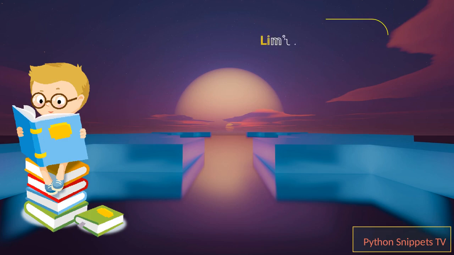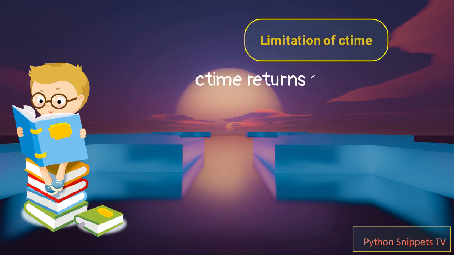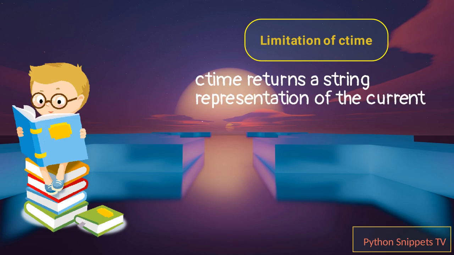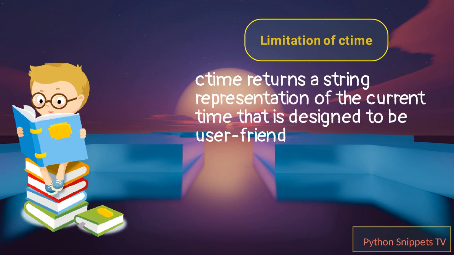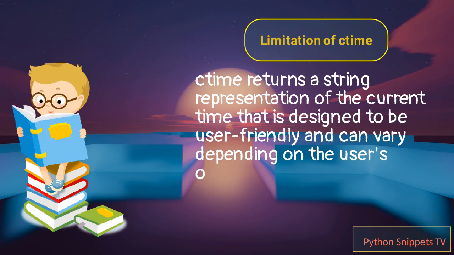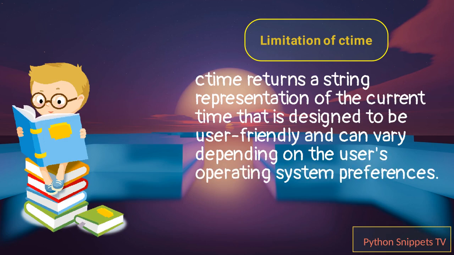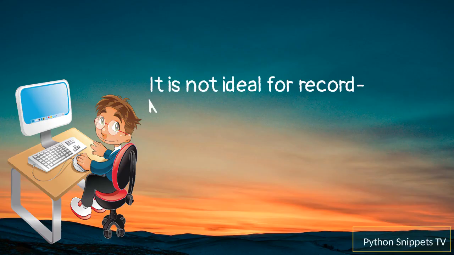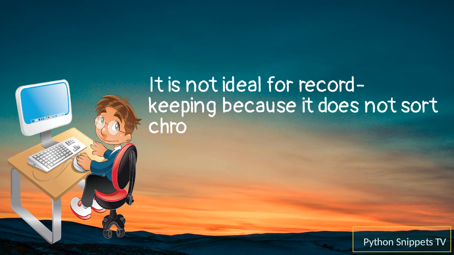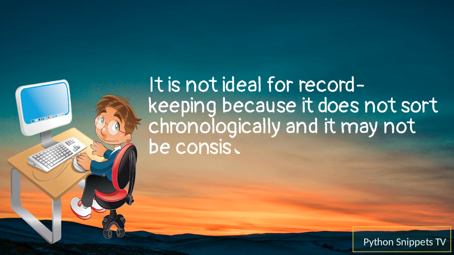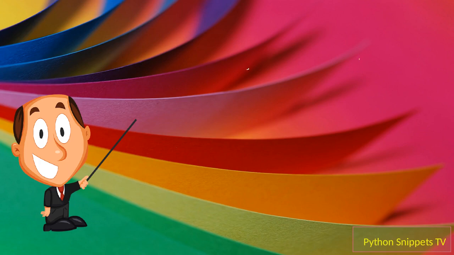What are some limitations of using ctime for record keeping? ctime returns a string representation of the current time that is designed to be user-friendly and can vary depending on the user's operating system preferences. It is not ideal for record keeping because it does not sort chronologically and it may not be consistent across different systems.